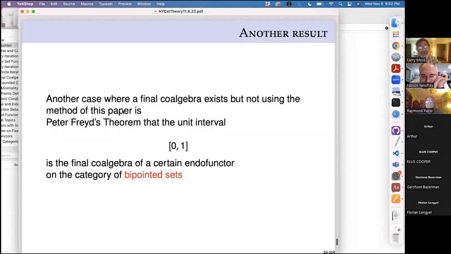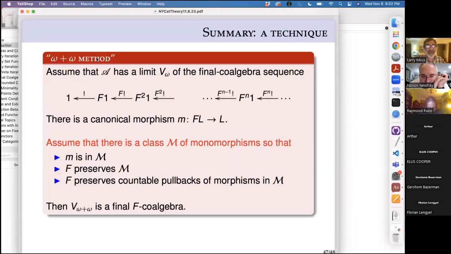And in fact, you could also look at Freyd's theorem. Freyd showed that the unit interval is the final coalgebra of a certain functor on a certain category, but his theorem isn't proved like any of the theorems that I did today. So what did I do today? Well, I gave what I'm calling the omega plus omega method, which gives you a sufficient condition for when you get a final coalgebra iterating in omega plus omega steps.